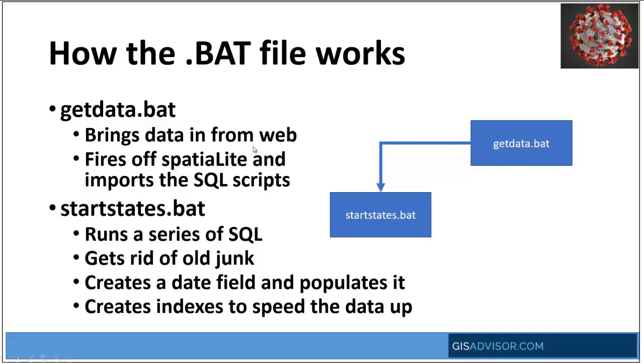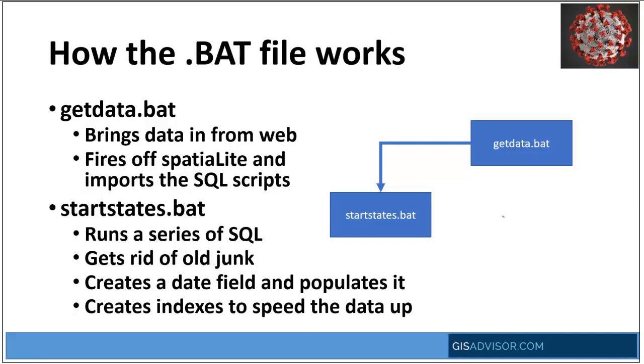The getdata.bat brings in the data from the web. Data from the New York Times site as well as the COVID tracking project. Then it fires off SQLite and imports a number of SQL scripts that begin to prepare the data. Those are in the startstates.bat. And that runs a series of SQL. It gets rid of a lot of old junk that might be in there, and it creates a date field and populates it for some of our data because that date value is coming in as text. And then we create indexes to speed the data up.